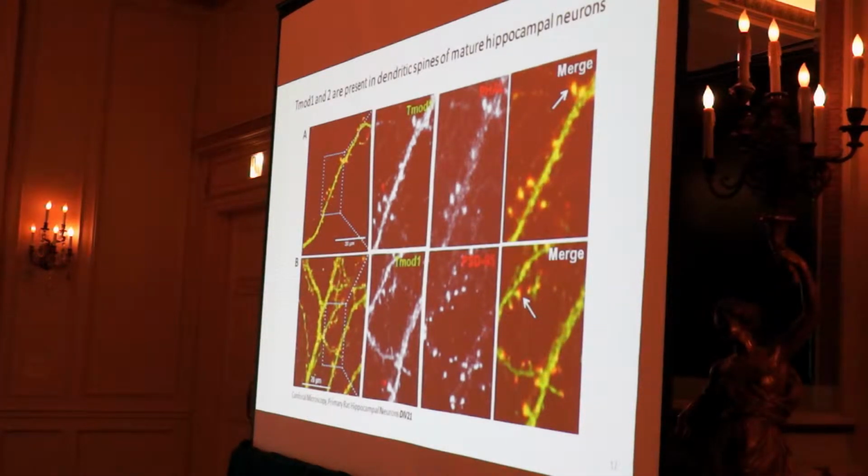And for the sake of time, I will be selecting images of either tropomodulin 1 or 2, but they both have very similar distributions within dendritic spines.